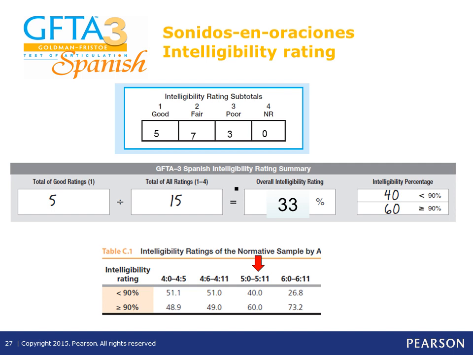The values in the table represent the cumulative percentages of the normative sample that earned an intelligibility rating of less than 90% or above 90% by age. So in this particular case, 40% of individuals in the normative sample ages 5 to 5'11" obtained an intelligibility rating of less than 90%, and 60% of the individuals in the normative sample obtained an intelligibility rating of 90% or greater.